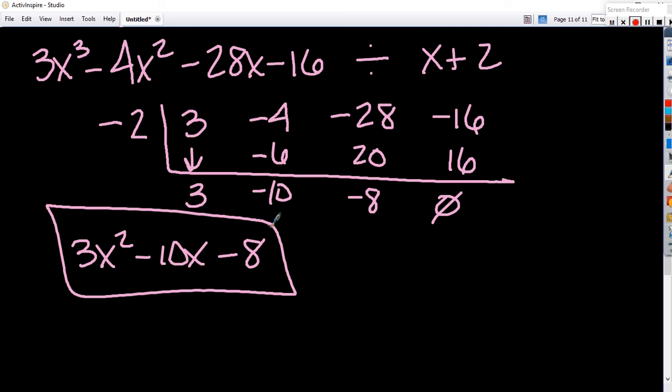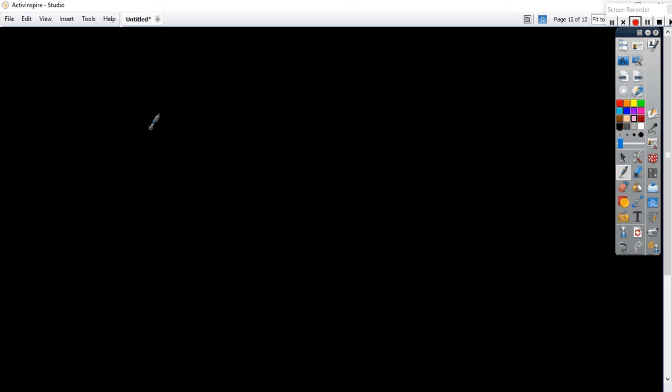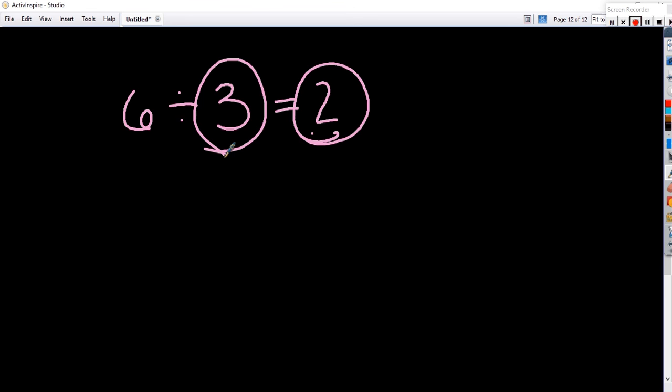But we're going to use this to do something else. I want you to think with me for just a minute. Let me sidetrack for 1 minute. If I had 6 divided by 3, what does that give you? 2. Tell me something you could say about 2 and 3 in relation to the 6. They multiply to give you 6.